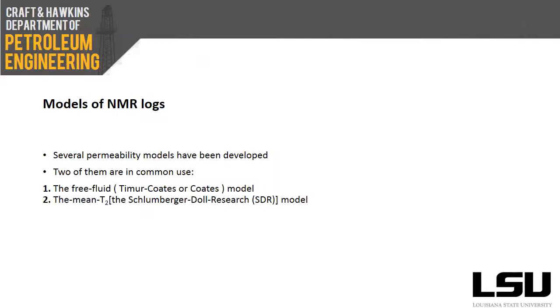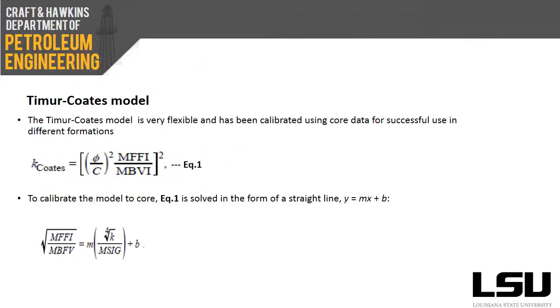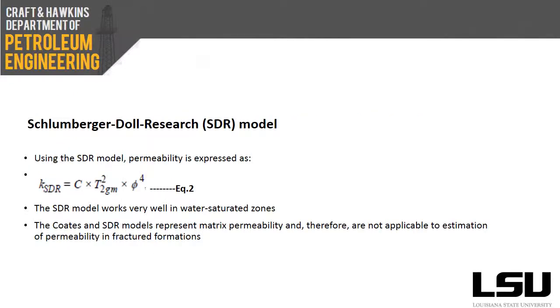Several permeability models have been developed for NMR logs. Two of them are in common use. First one is Timur-Coates model. Second one is Schlumberger-Doll-Research model. The Timur-Coates model is very flexible and has been calibrated using core data for successful use. The formula is shown.